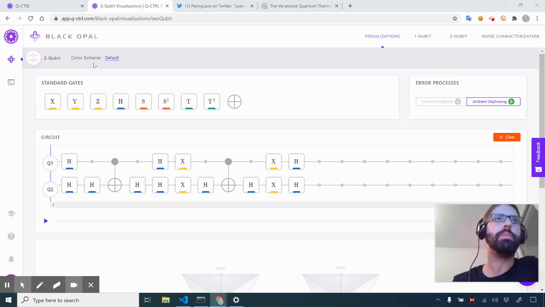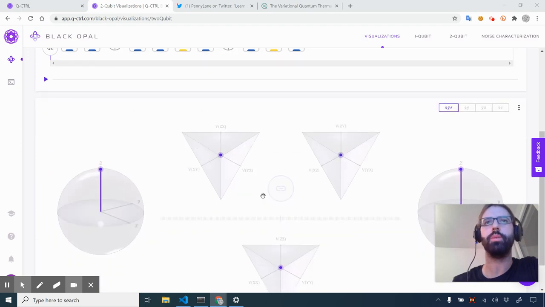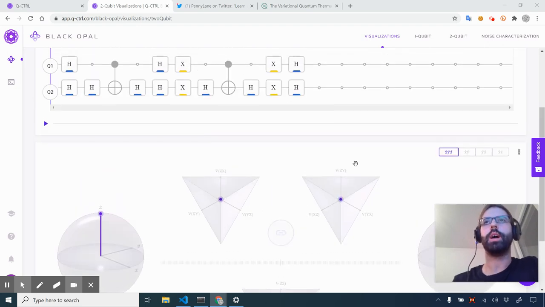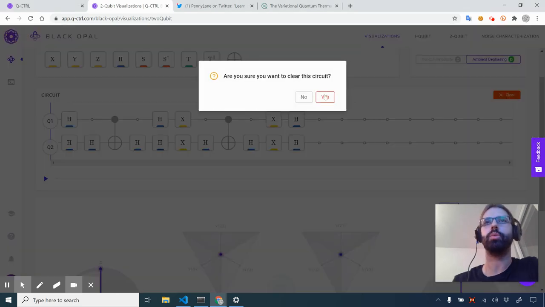In Black Opal, they have this cool visualization of entanglement with a tetrahedron, or three tetrahedrons, which I don't really understand. How is this supposed to work? Why is it so laggy? Yeah, I want to clear the circuit.